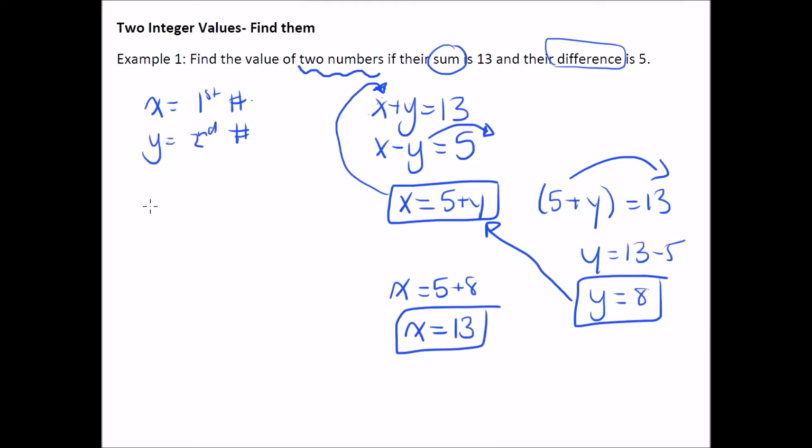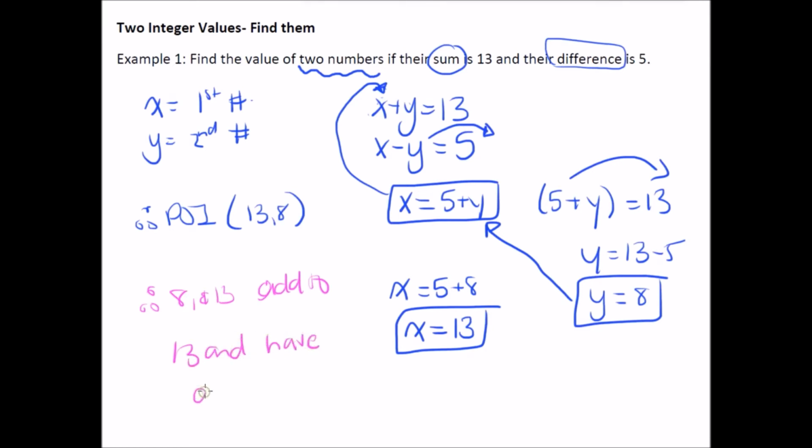13. Okay, therefore, we can say the point of intersection is 13, 8, but if we think about the actual context of this question, we're finding two numbers, the value of two numbers. Okay, so we can say therefore 8 and 13 add to 13 and have a difference of 5.